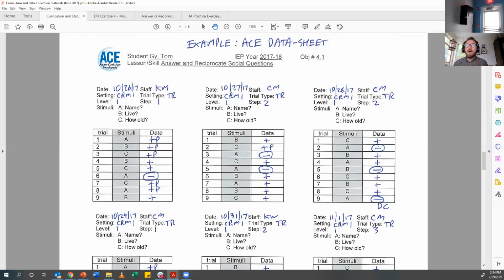Okay, on trial 4, when I asked, where do you live? He beat the prompt. Where do you live? Massachusetts. That's right, you live in Massachusetts. High five. Okay, for trial 6, when I asked, what is your name? Maybe he said, I'm 6. Okay, he engaged in an incorrect response.